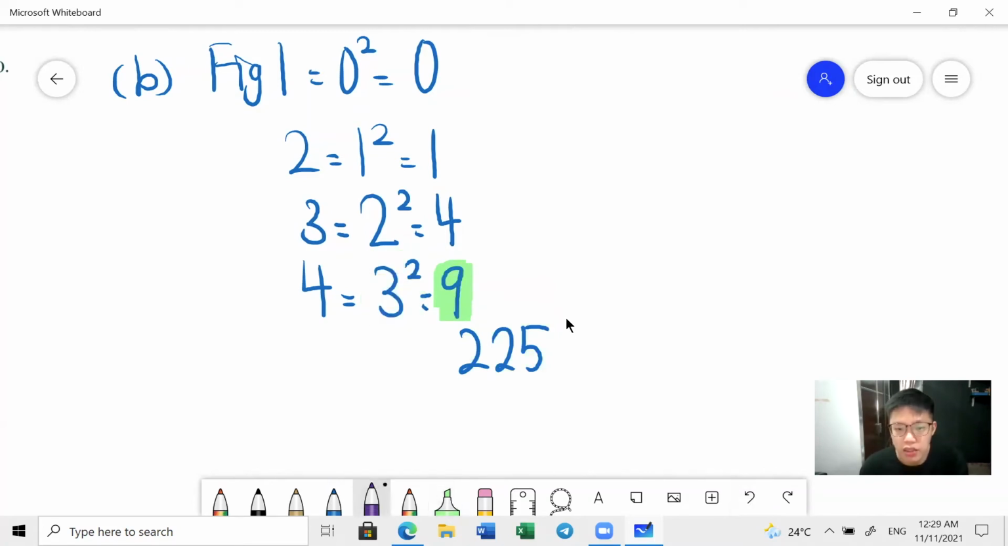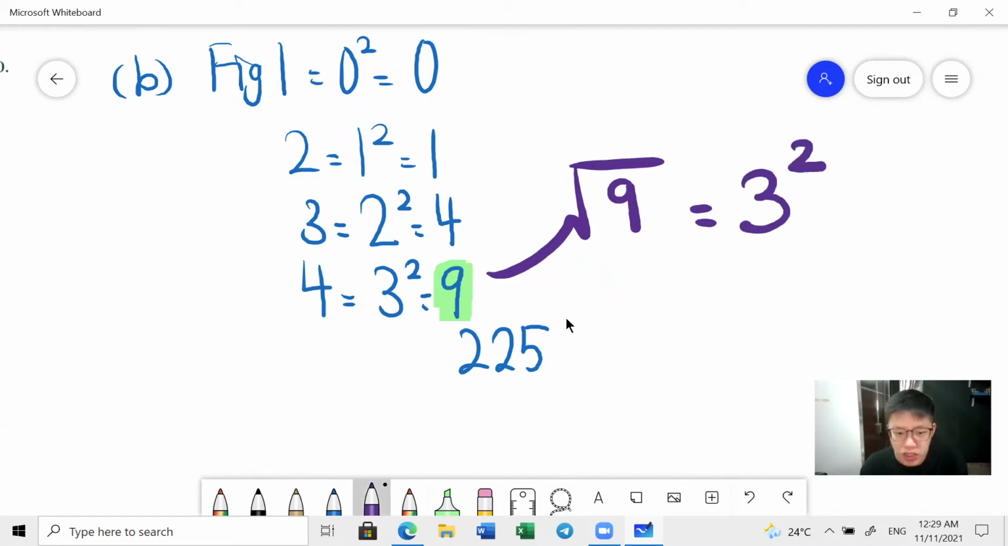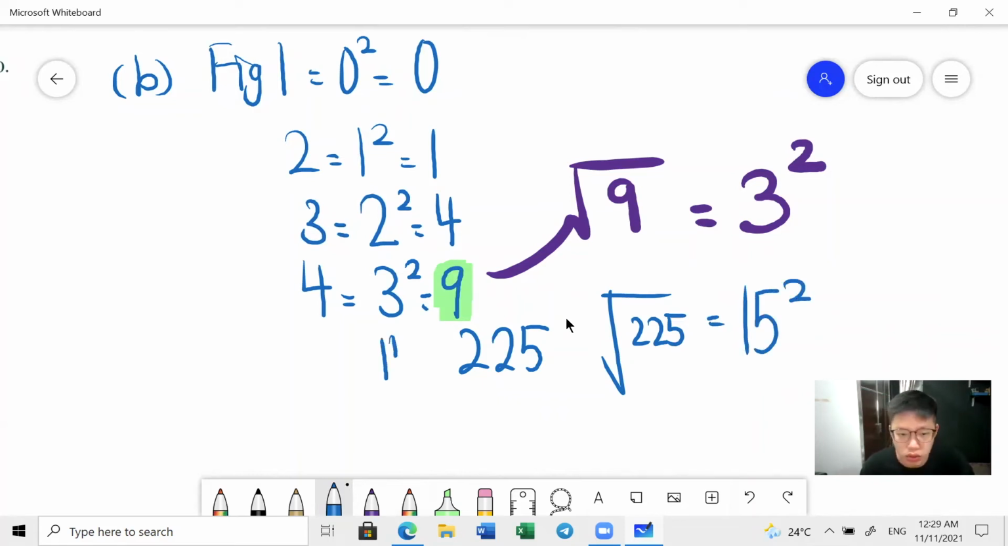We can see that in order for me to get from 9 to 3 to the power of 2, I simply just have to square root 9. When I square root 9, I get 3. I'll just add the 2 above. Make sense? So that's what I'm going to do for 225 as well. I'm just going to square root 225. And when you square root 225, you will get 15. And you add the 2 above, which is the square.